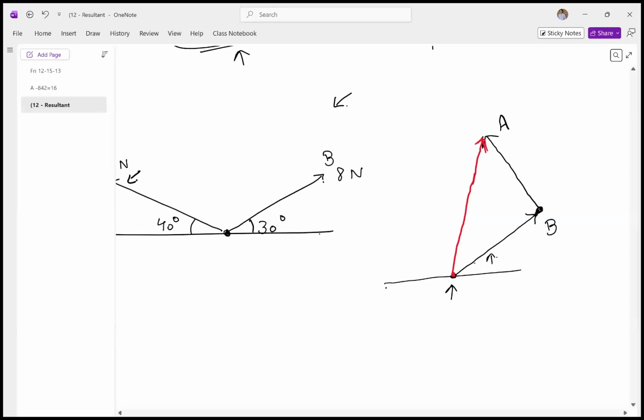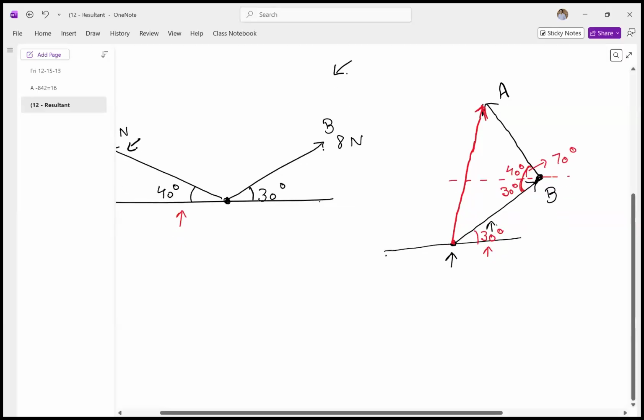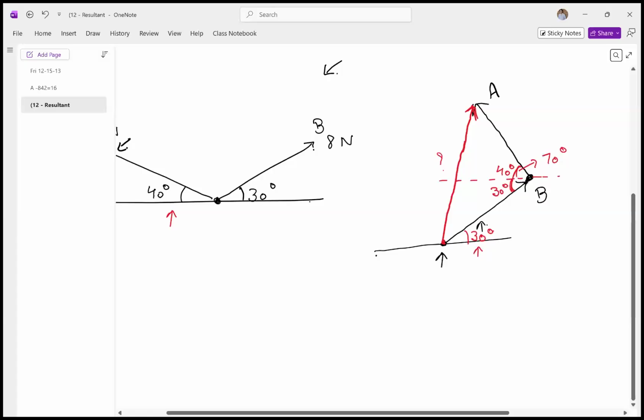So this angle given to me here is 30 degrees, and this angle with horizontal is 40 degrees. So if I draw a horizontal line here, so this angle will also become 40 degrees, and this angle is 30 degrees, so this angle will also be 30 degrees. So this total angle will be 70 degrees. So I have the angle. Now I wanted to find the resultant vector, this one. And vector b is 8 Newton, vector a is 6 Newton.